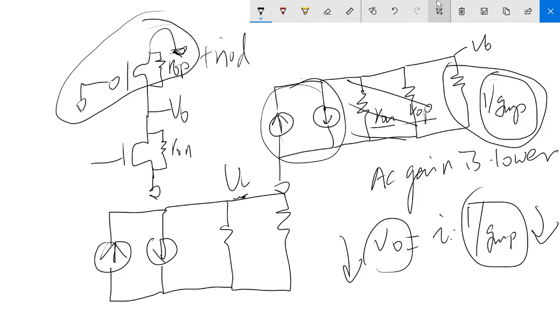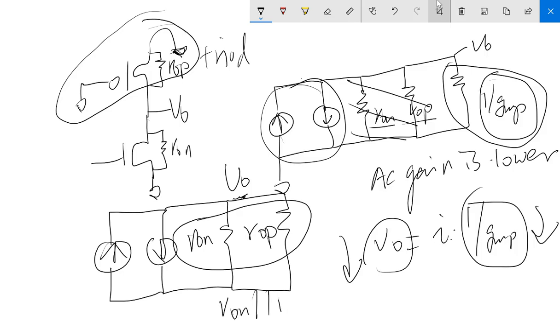Here's still VO and RON, ROP. And the overall resistance will be RON in parallel with ROP. RON and ROP are pretty close to each other, and they are both pretty large. So the parallel resistor will be something way larger than 1 over GM. So you are getting a pretty decent voltage gain, because the current times this large resistor will be a larger VO.